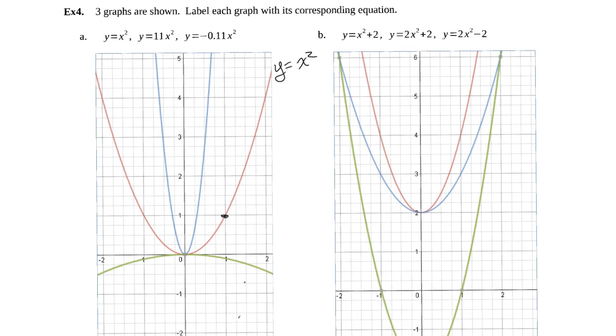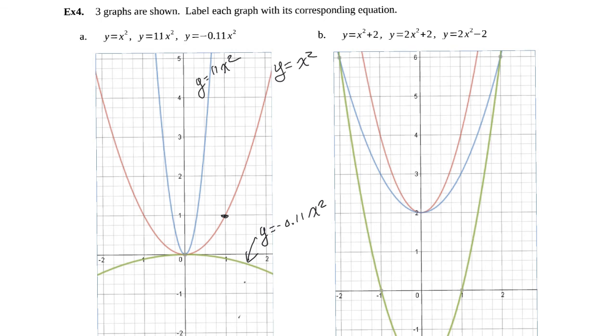So guess what? This one has to be the green. So you go y is equal to 11x squared. And then finally, by elimination, this is y is equal to negative 0.11x squared. The reason why this is negative 0.11x squared is because it's the only other graph, but also you got to remember that this graph is negative and opening down. There's only three choices, right? So the third is that.